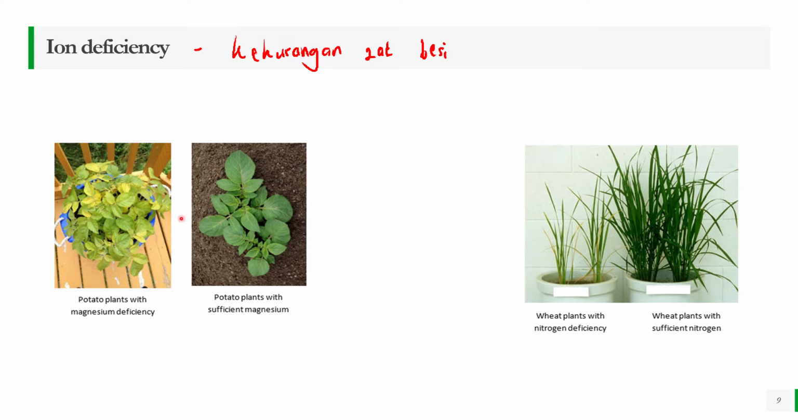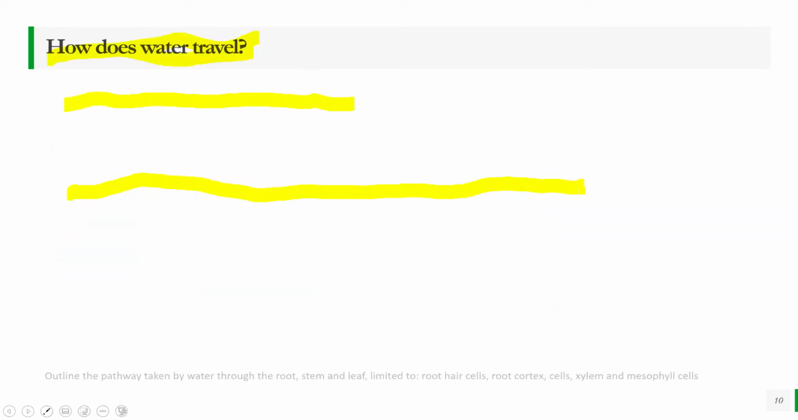Okay, and this one you can see even though dia cukup magnesium, the plant is still quite well developed, banyak daunnya. Okay, tetapi warnanya berubah. Pasal apa? Because magnesium is used to make chlorophyll. Okay, so you can see that the leaves become slightly yellowish. Okay, next, let's move on.